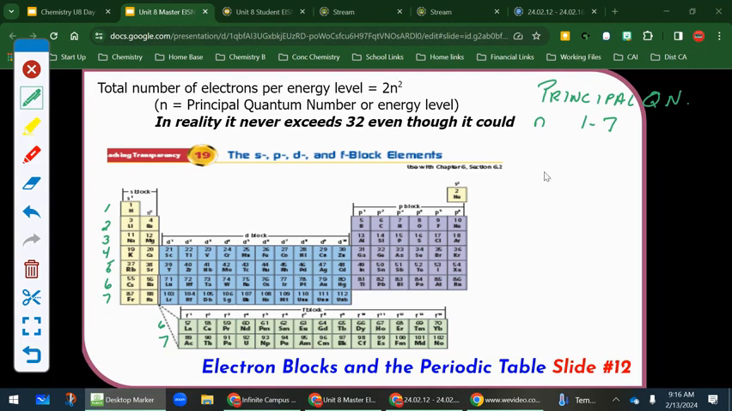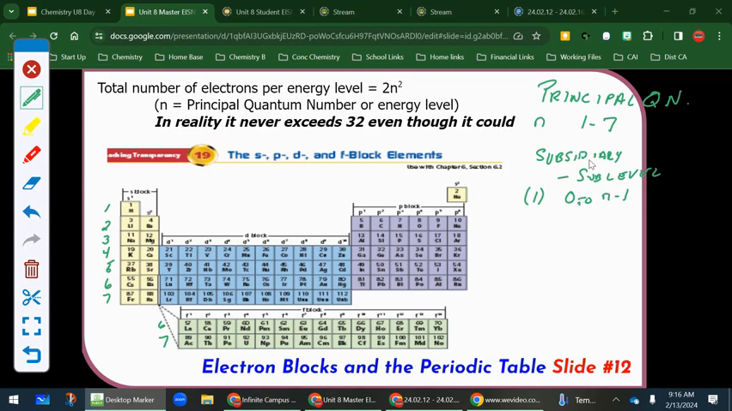Okay? Then we have the subsidiary quantum number. The subsidiary represents the sublevel. Every energy level has a different amount of sublevels. We use the term L to describe it. And L's values are from 0 to N minus 1.